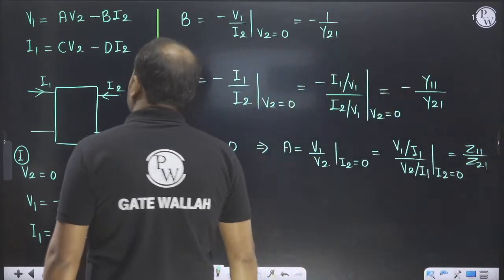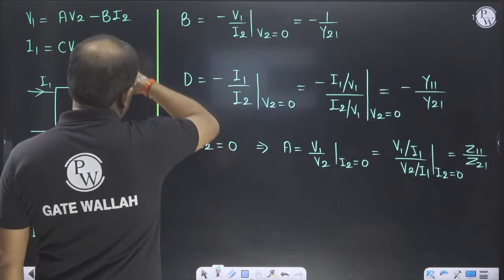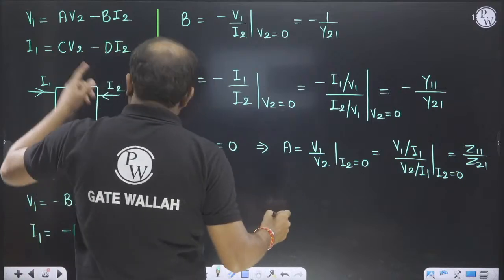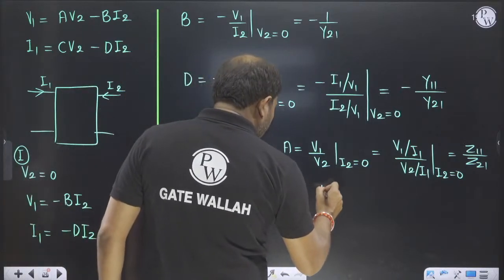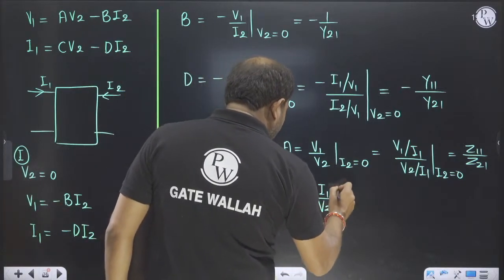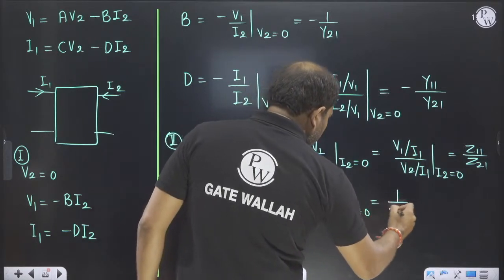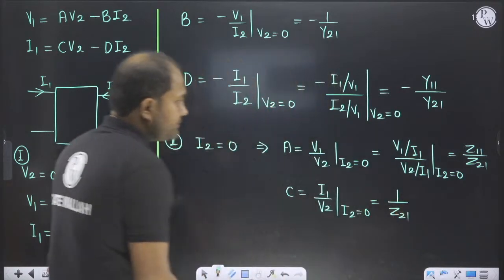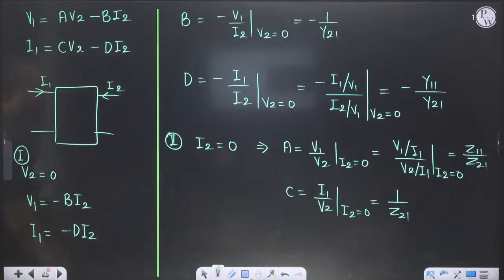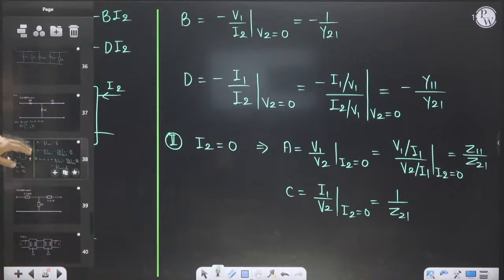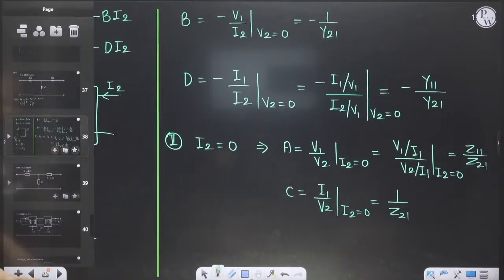And the second case, I2 is equal to 0, so C is equal to I1 upon V2. I1 upon V2 is nothing but Z21, so 1 by Z21. So we have calculated A, B, C, D, everything. Now I can apply.